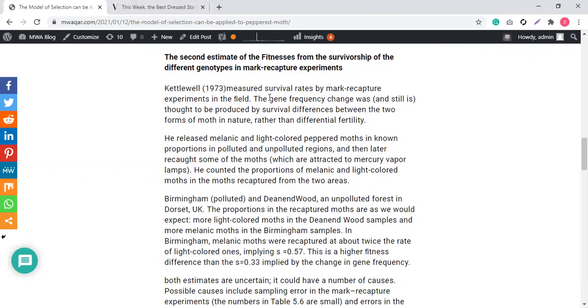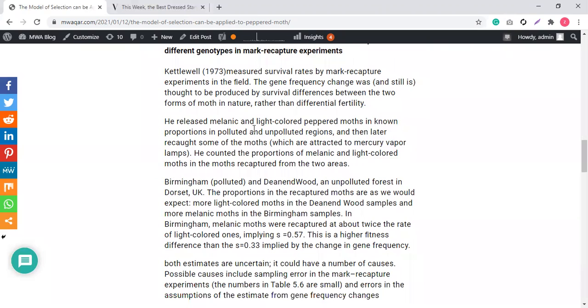Kettlewell measured survival rates by mark recapture experiment in the field. The gene frequency change was thought to be produced by the survival difference between the two forms of moth in nature rather than differential fertility. Cool. Now let's see what he did in the experiment. He released melanic and light colored form moths, peppered moth, in non proportion in polluted and unpolluted regions. Cool. And then later recaught some of the moths which are attracted to mercury vapor lamps.